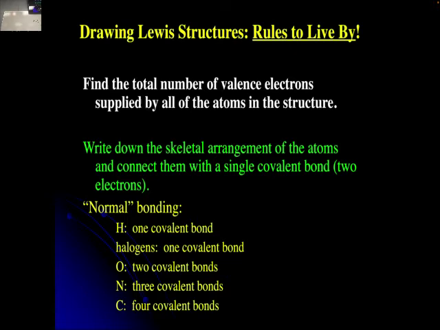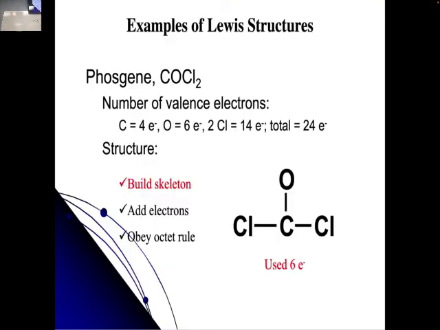So you all need to memorize that. Hydrogen has how many covalent bonds? 1. Carbon, 4, nitrogen, 3, oxygen, 2. Good. Halogens? 1. All right. Good deal. So let's look at an example. Let's draw a Lewis structure.